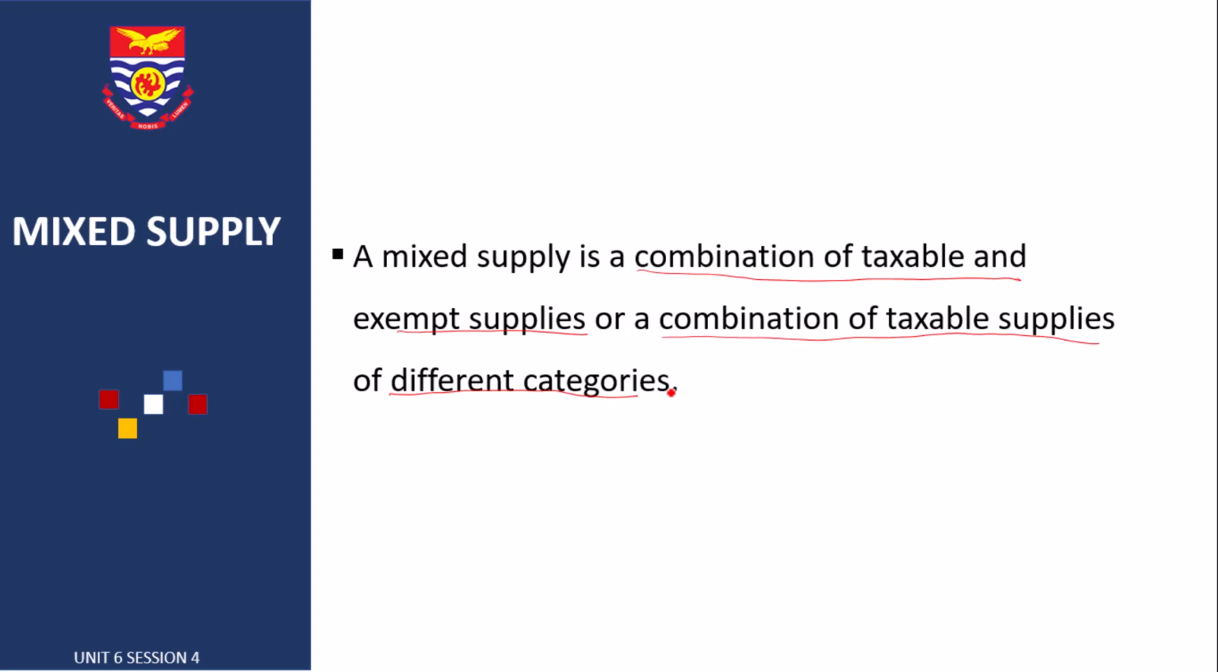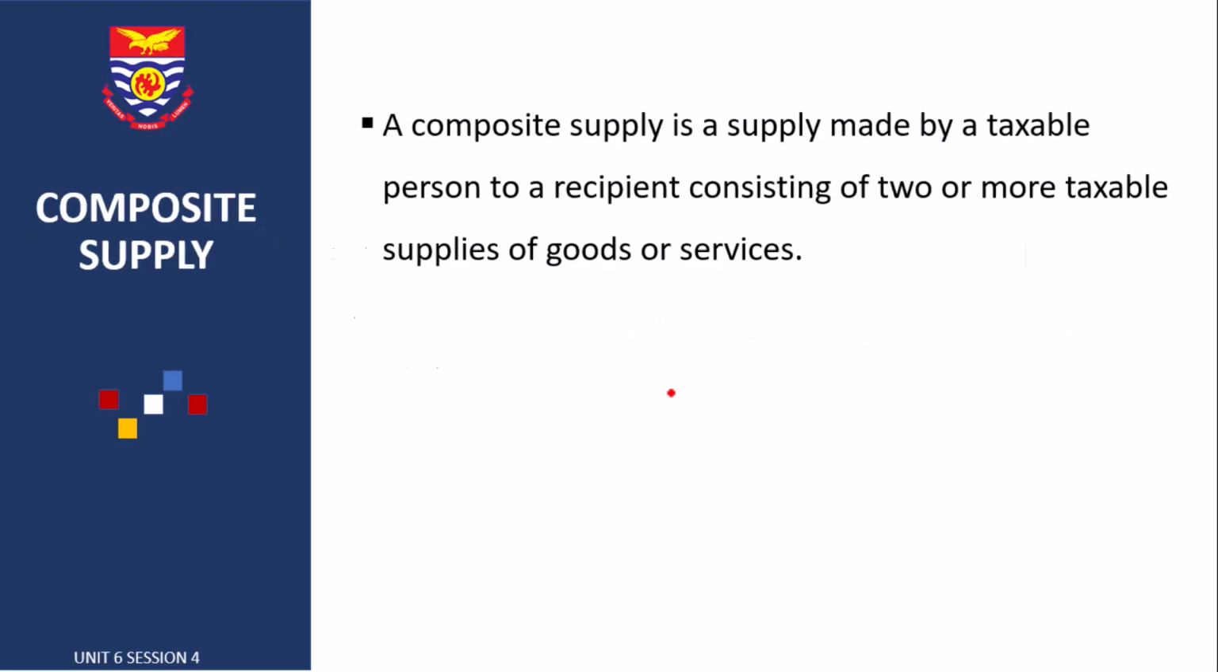So, for example, if a company provides a service that includes both taxable and exempt components, the VAT treatment of the supply will depend on the relative value of each component. If the taxable component constitutes the greater part of the supply, the entire supply will be considered taxable supply. On the other hand, if the exempt components constitute a greater part of the supply, the entire supply will be considered an exempt supply.